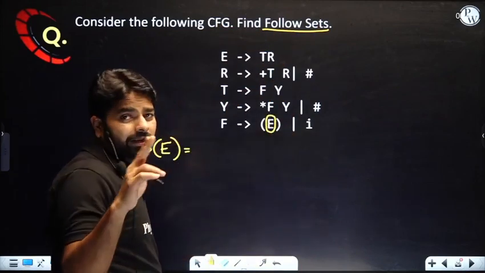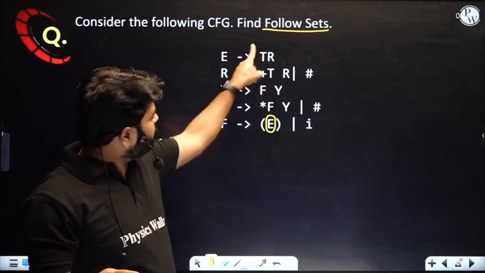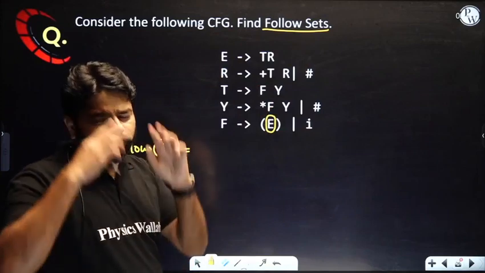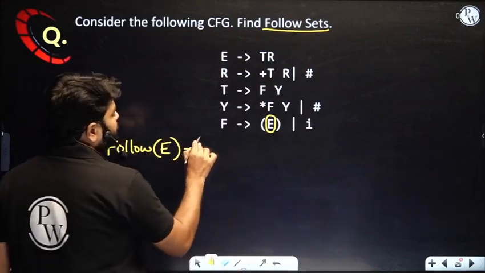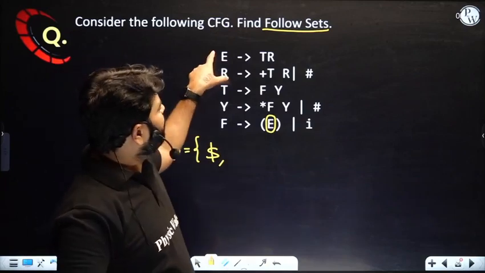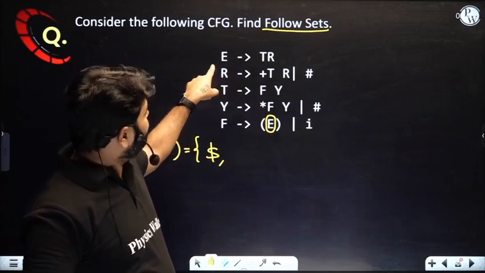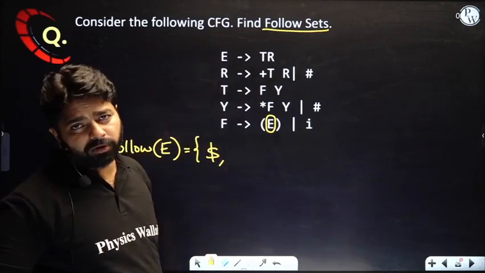I am looking only at the right side. I don't look at the left side E. In this whole grammar, only here. Before doing anything, this E is the start symbol, so I keep the dollar. How do I know? These are not mentioned here, but the first production is the one which defines the start productions.